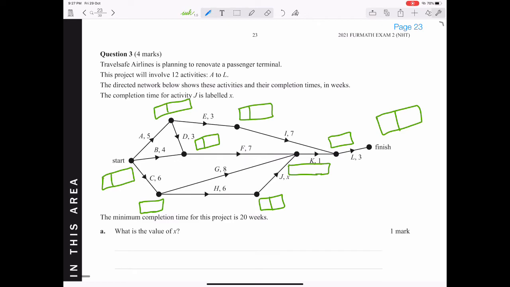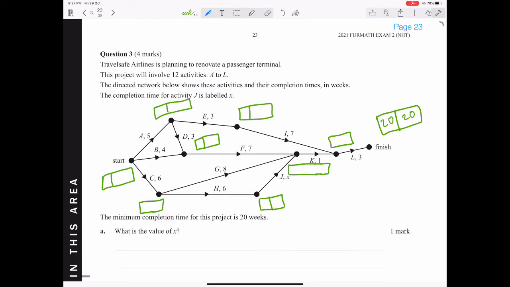Question 3, Travel Safe Airlines is planning to renovate a passenger terminal. This project will involve 12 activities, A to L. The directed network below shows these activities and their completion time in weeks. The completion time of activity J is labelled X, as we can see over here. The minimum completion time of this project is 20 weeks, so that's basically telling you that the box at the finish would have an earliest start time of 20 and a latest start time of 20. So it says, what is the value of X.